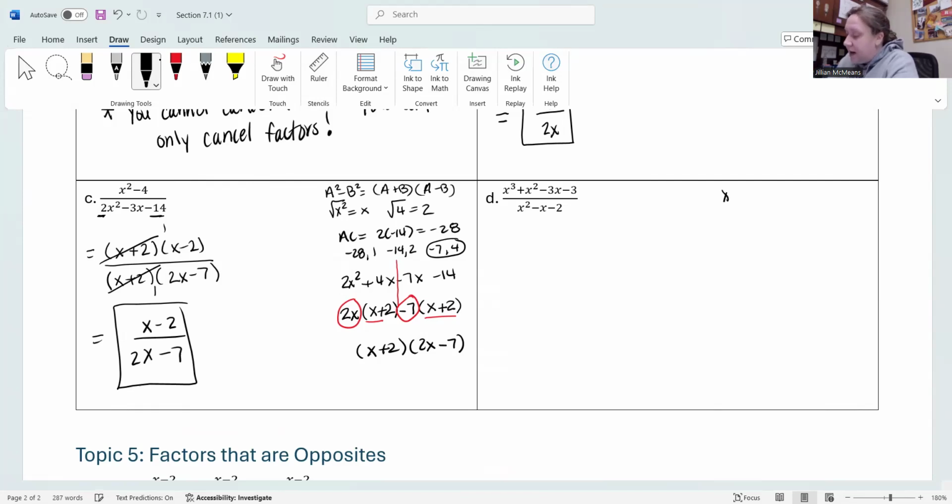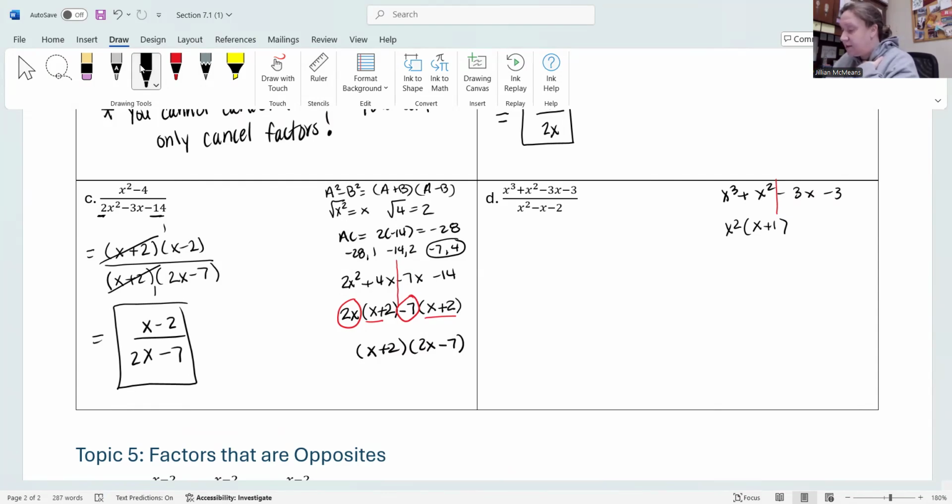So let's go to the side and look at the numerator. So remember, factor by grouping, we split it in half. We factor the left, we factor the right, and then we factor overall. So looking at the left, I have a common factor of x squared. Well, when I divide these two terms by x squared, I'm just left with x plus 1.